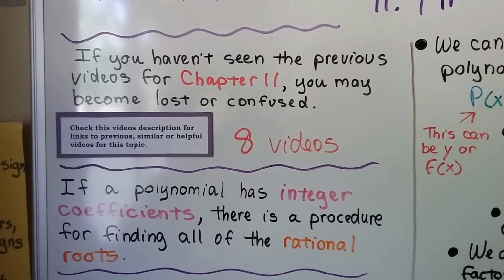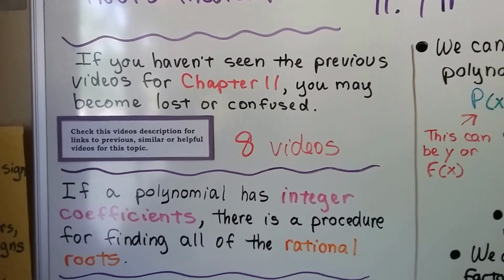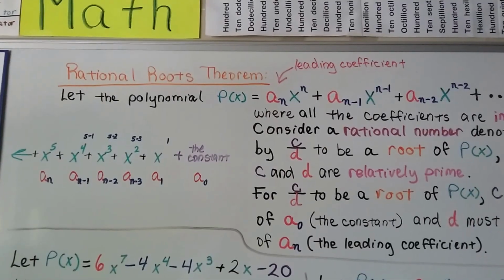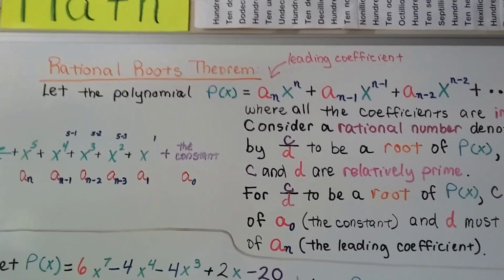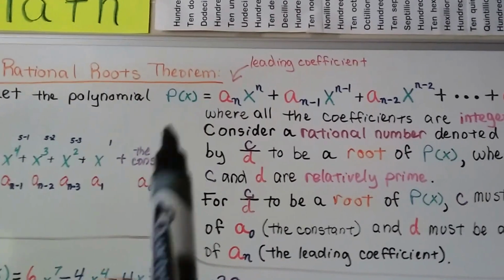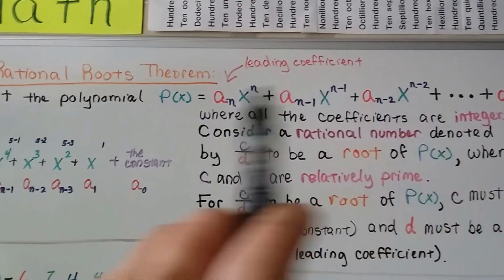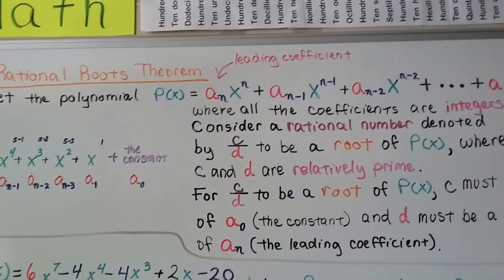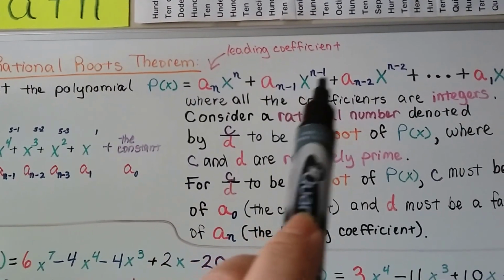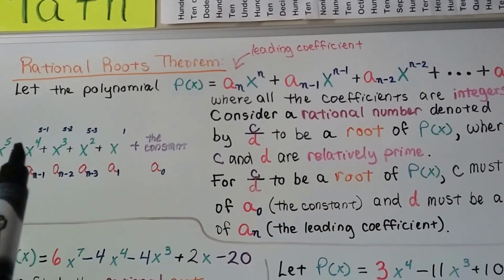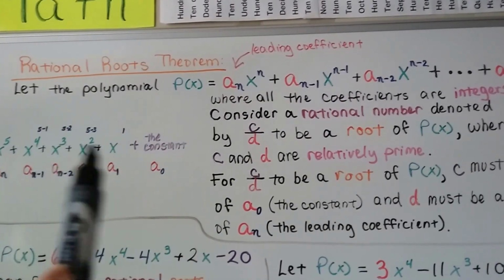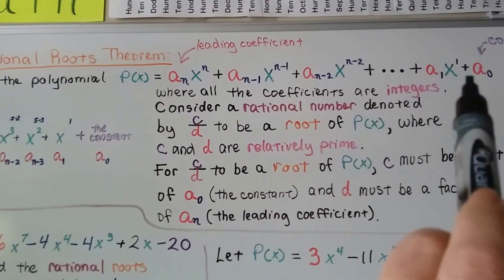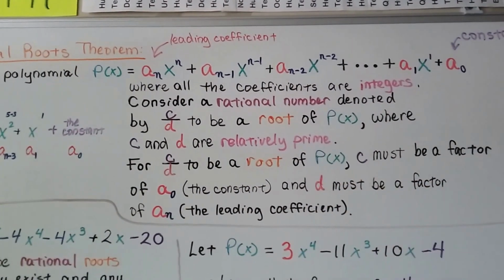If a polynomial has integer coefficients, there's a procedure for finding all the rational roots. It's the Rational Roots Theorem. If you've never seen this before, all it means is our exponent is going down in descending order. So it goes from n to n minus 1, n minus 2, just like 5, 5 minus 1, 5 minus 2. And the subscripts do the same thing, until you get to an exponent of 1.